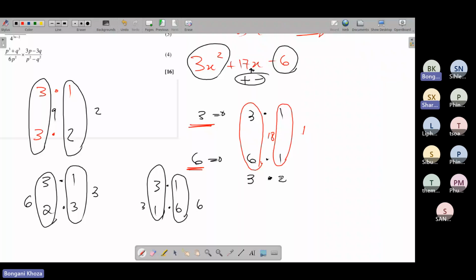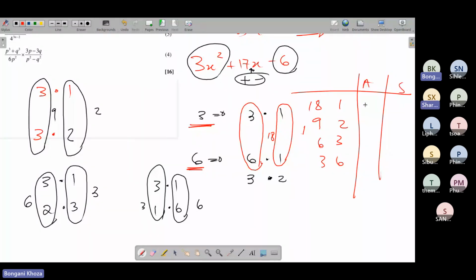Right. So now if we take the numbers that we got: here we got 18 and 1. Here we got 9 and 2. Here we got 6 and 3. Here we got 3 and 6, which is just 6 and 3. So let's see which ones, if we add or subtract them, will give us 17. If we add, we get 19. We subtract, we get 17. Add, we get 11. Subtract, we get 7. Add, we get 9. Subtract, we get 3. So this one and that one are still the same thing, right?